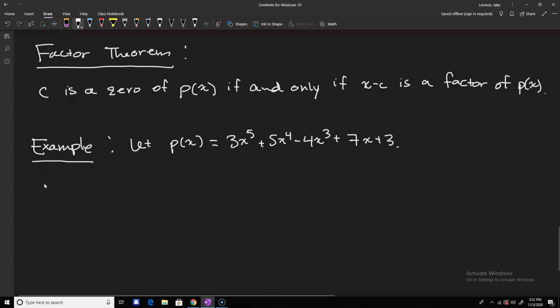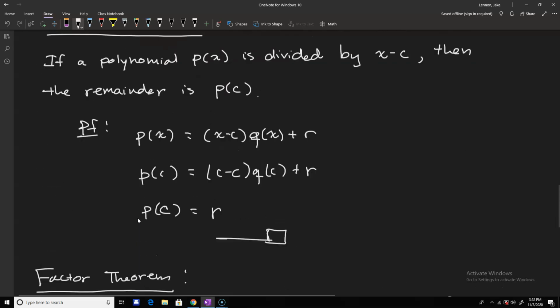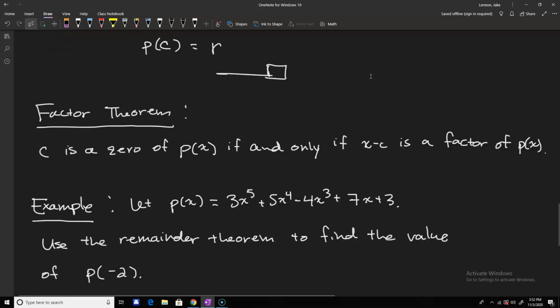So let's use the remainder theorem to find the value of, let's say, p of minus 2. So again, the remainder theorem is just saying if we're doing p of minus 2, that's the same thing if we want to use synthetic division as figuring out what the remainder is when you divide by x minus negative 2 or x plus 2.